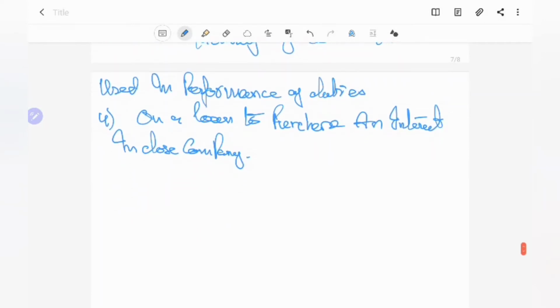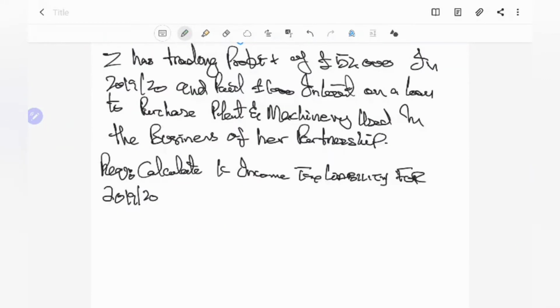Now let us look at the example. So Z has trading profit of £52,000 in 2019-20 and paid £1,000 interest on a loan to purchase plant and machinery used in the business of a partnership. Required: calculate Z's income tax liability for 2019-20. What I have to do, simply.